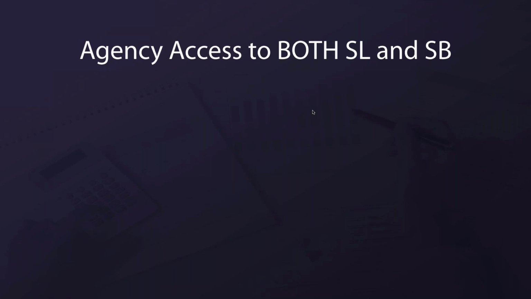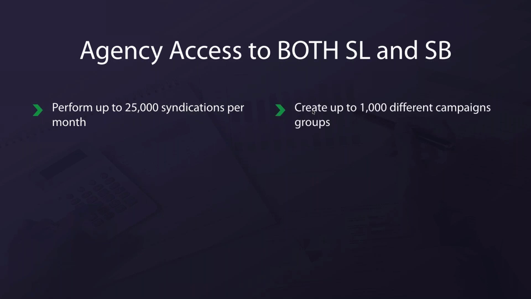Now before we get into the price and all that stuff, I'm going to share with you pretty much a lot of what you're getting. You're getting agency access to both SyndLab and SyndBuddy. You can perform up to 25,000 syndications per month with SyndLab. You can create up to 1,000 different campaign groups.